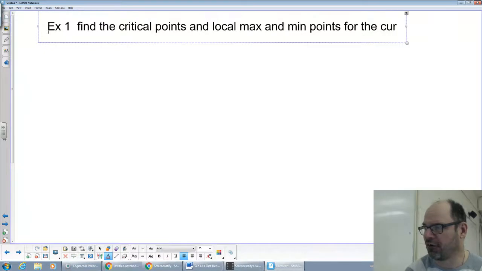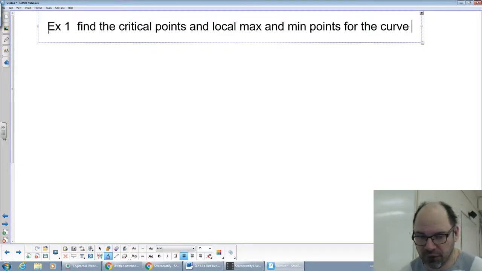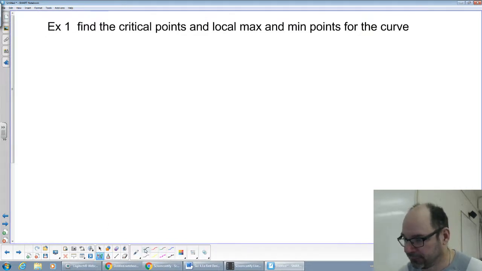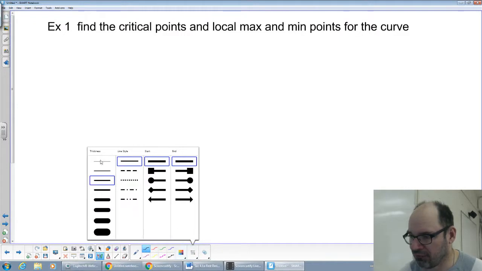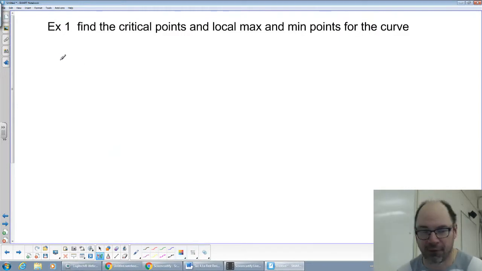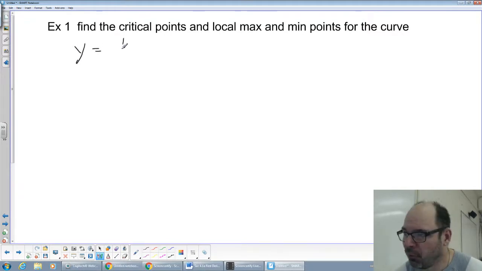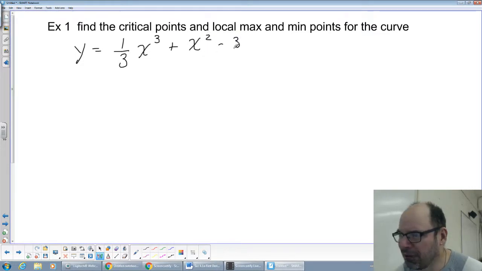For the curve, let's put the curve in here. I'll have to make one that works out nice and even, because we don't want to use the quadratic formula yet. So let's say we have y equals 1/3 x cubed. You can see what I'm trying to do here: I'm trying to make it balance out nicely when we take the derivative. Plus x squared minus 3x plus 1.